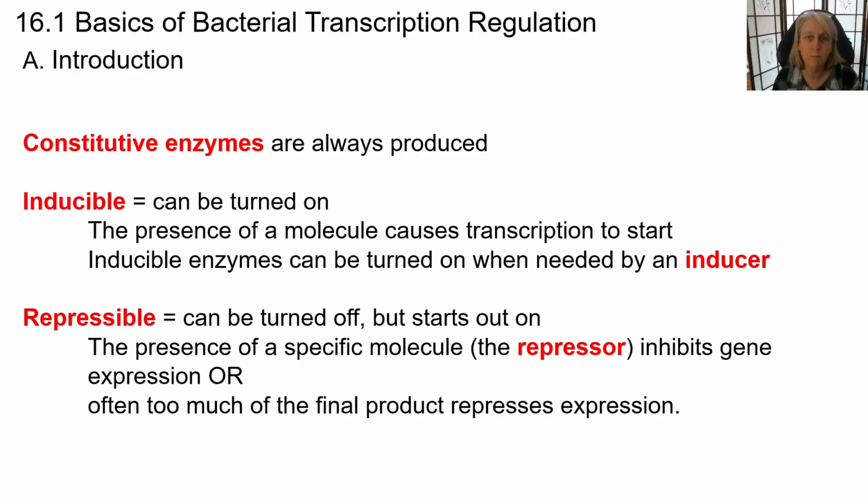But when bacteria make their genes, some of them are genes that they need to use all the time. They need the products of those proteins to function in everyday life. Those things are called constitutive genes or constitutive enzymes. They are always on and always produced.